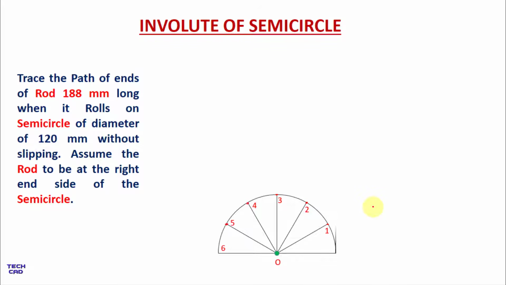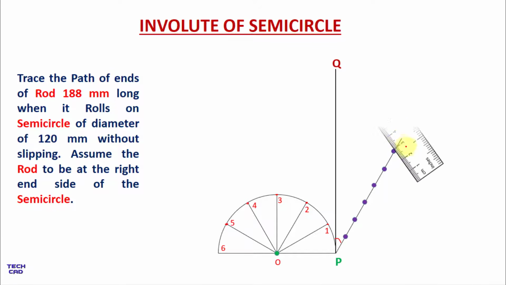Now make a rod PQ 180 mm long. Divide this rod into 6 equal parts because we divided the semicircle into 6 equal parts. So how to divide this PQ line into 6 equal parts? Make an inclined line of any inclination over here and divide this line into 6 equal parts like this. You can divide this line into 6 equal parts either with the help of a scale or with the help of a compass.